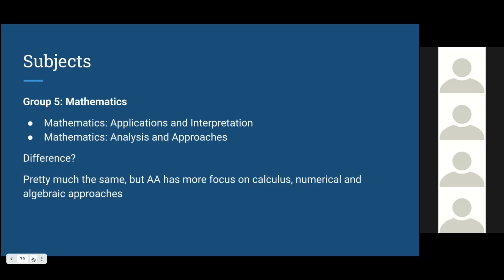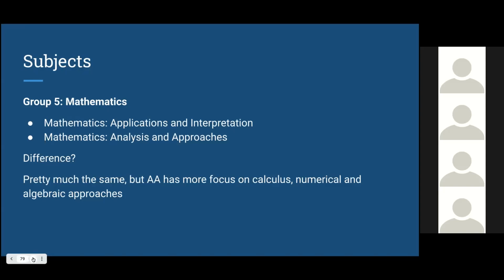So moving on, we'll have group 5, which is mathematics. In IB, there are 2 kinds of math that are available. There used to be further math, but they scrapped it as of this year. So the 2 maths that they still provide are what we call AI and AA. AI, applications and interpretations, and AA, analysis and approaches.